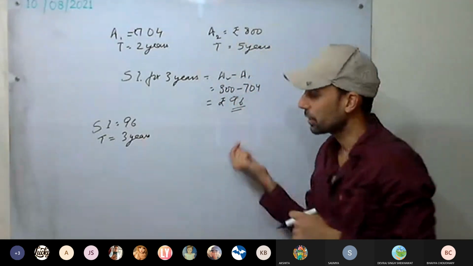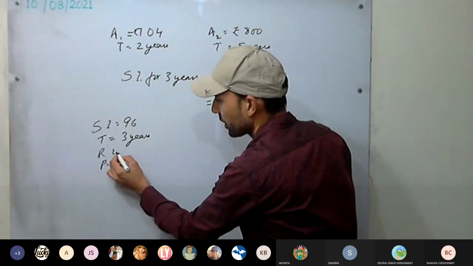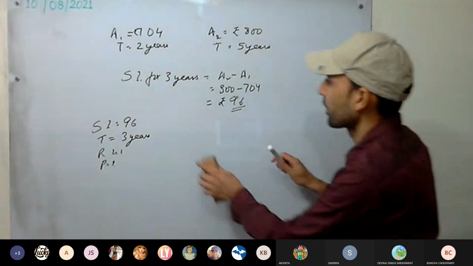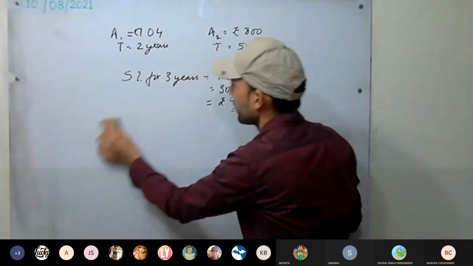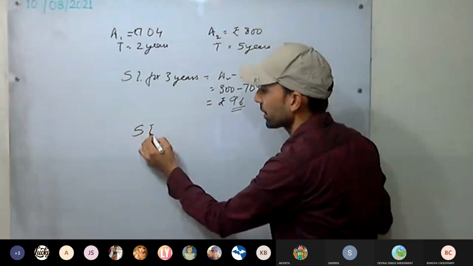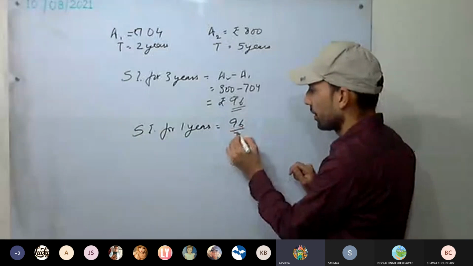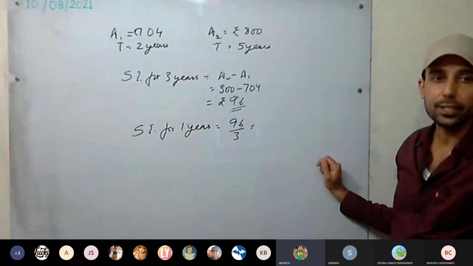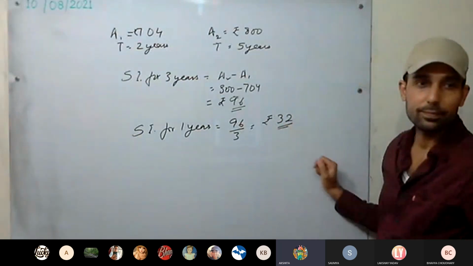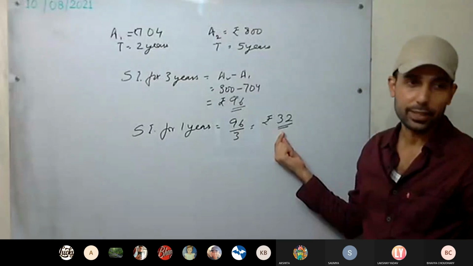How can we calculate the principal? Rate as well we can't calculate here. So see what we are going to do now. We have got the simple interest for 3 years. What will be the simple interest for 1 year? 96 divided by 3. How much is it? Rupees 32. So simple interest for 1 year is rupees 32.